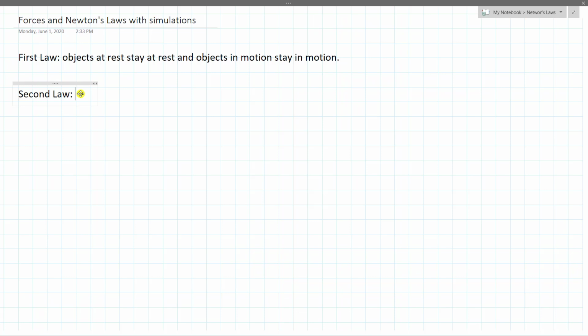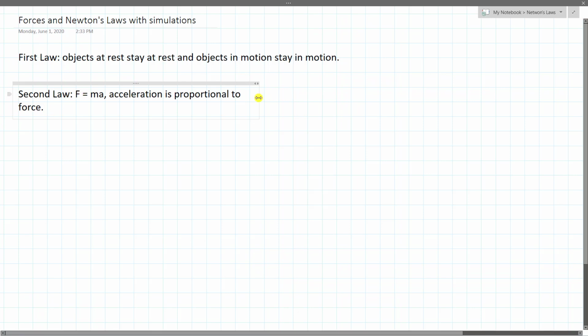So the second law is usually expressed like this: F equals ma. Or no, let's use capital F equals ma. So what this means is acceleration is proportional to force. And the proportionality factor is mass. We know what mass is, right? So let's explore this with a simulation.